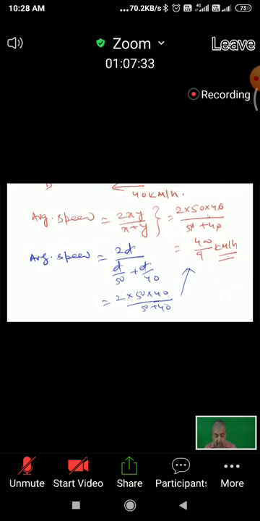You can see xy plus y, mathematically you can see 50 plus 40. If 50 is x, 40 is y, then you can see this is x, this is y, this is x, this is y.